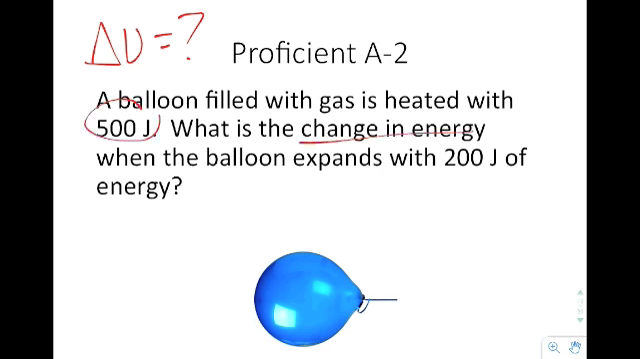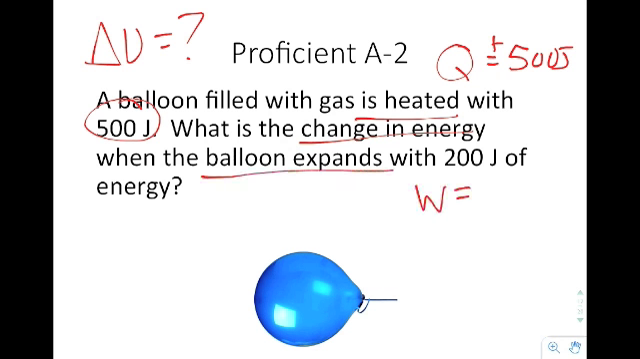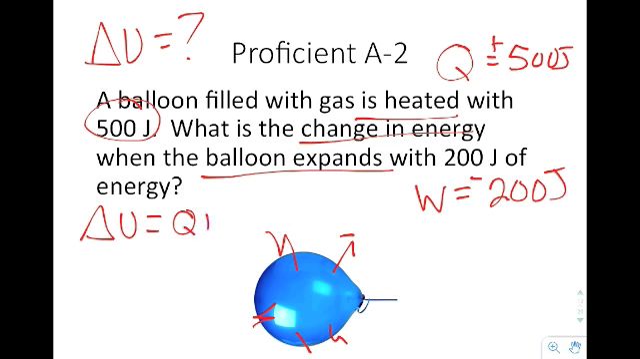So I do know that the Q value is a positive 500 joules. And the reason why I know it's positive is because the gas is heated. Heat is added to the system. I also know that the balloon expands with 200 joules of work. So remember, whenever you allow the system to expand, you're losing that potential energy that it has stored, so this becomes a negative value. So you would use the equation delta U equals Q plus W, and you would say 500 plus a minus 200, which gives you a value of 300 joules.